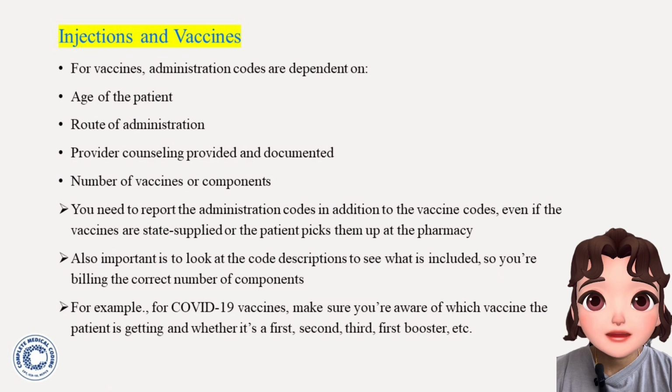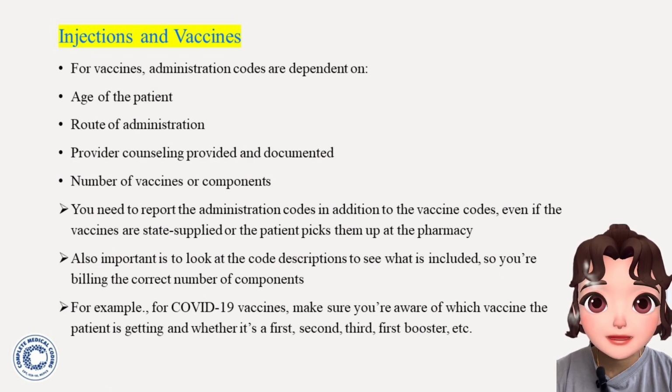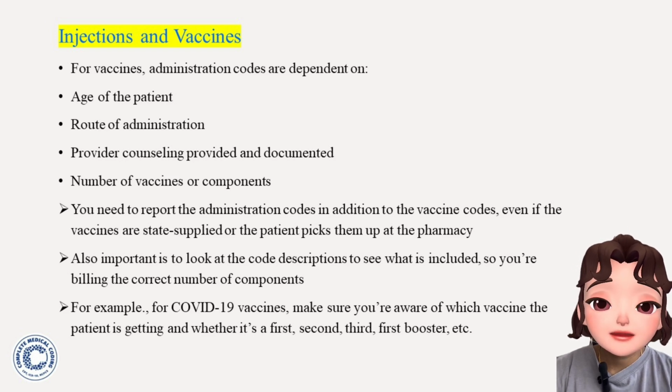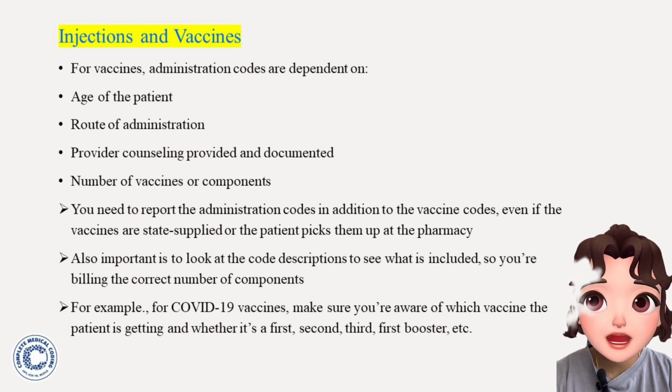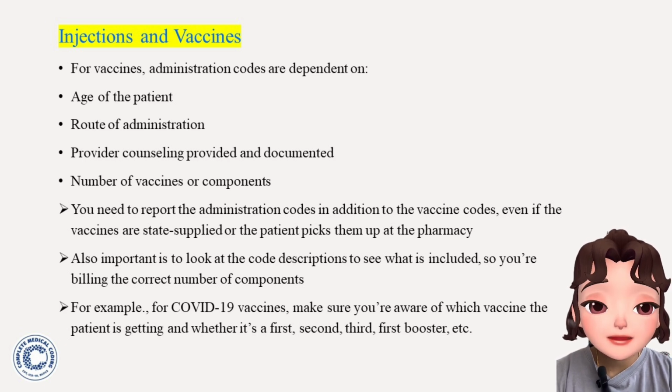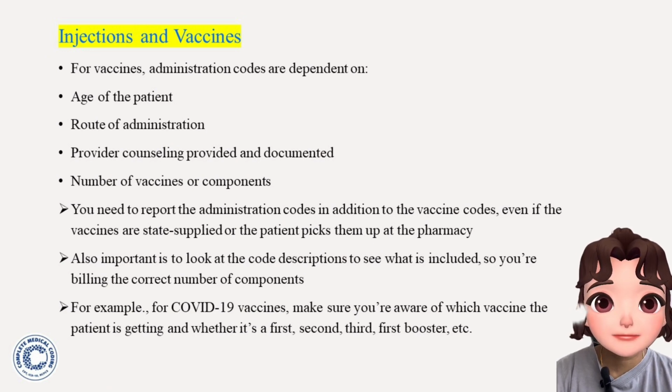Now, you need to report the administration codes in addition to the vaccine codes, even if the vaccines are state supplied or the patient picks them up from the pharmacy. If more than one vaccine is administered, you have to code the additional admin codes, even if the vaccine is given from the pharmacy or from the hospital.